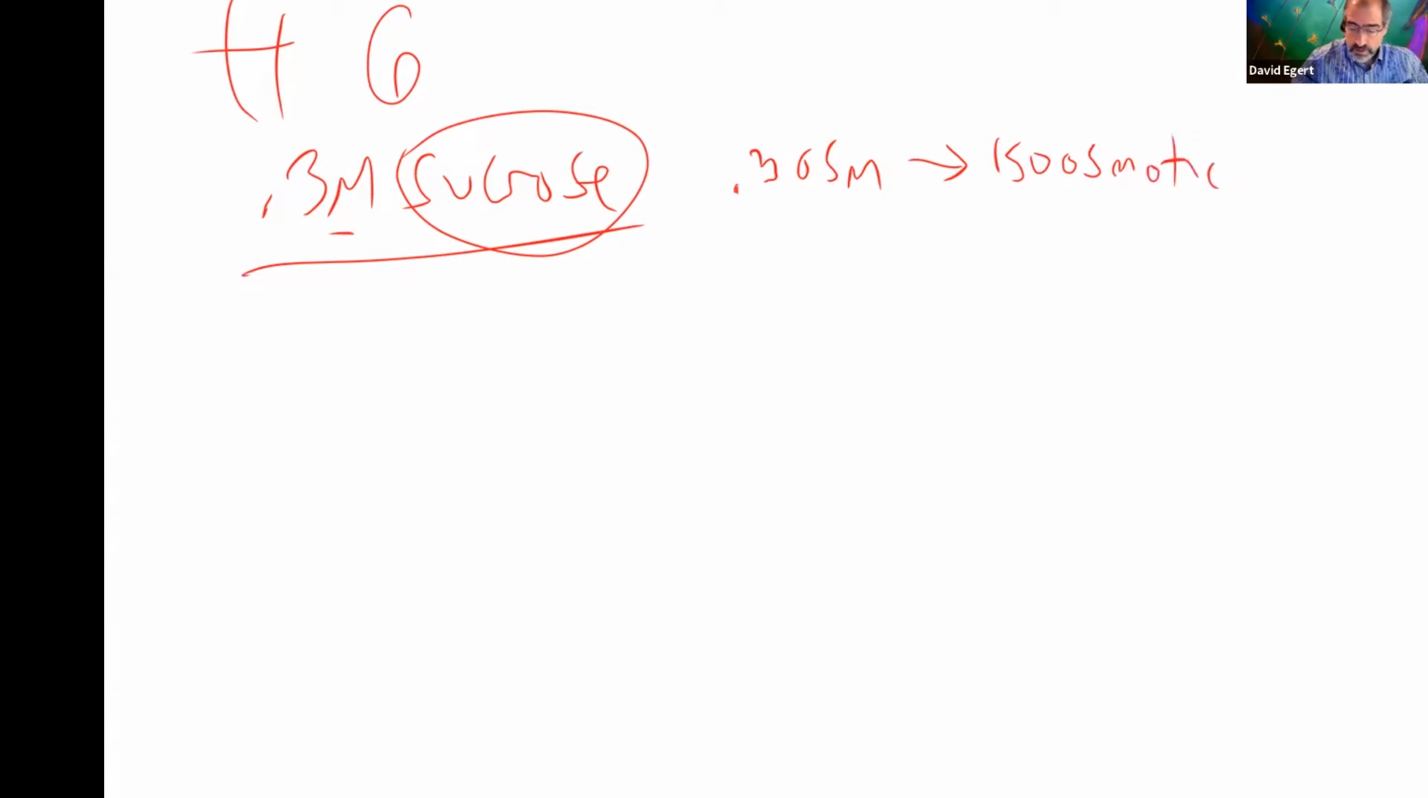Isoosmotic, isotonic because it does not penetrate. So what's going to happen to the cells in there? No change. This should look pretty much exactly the same as the test tube with the 0.15 sodium chloride, right? It's just an isotonic sucrose solution instead of an isotonic saline solution.